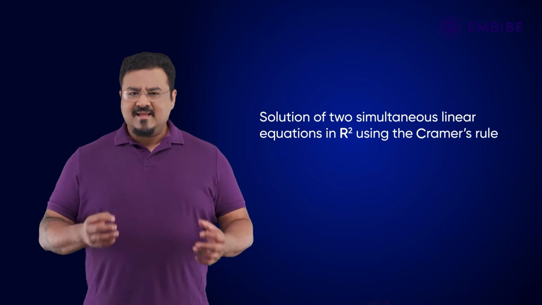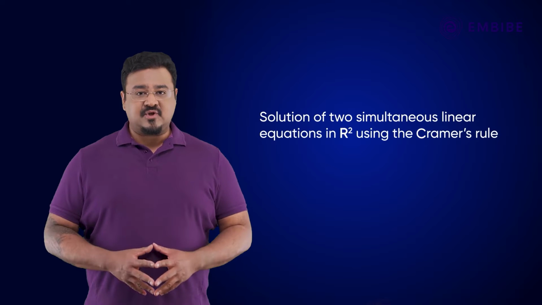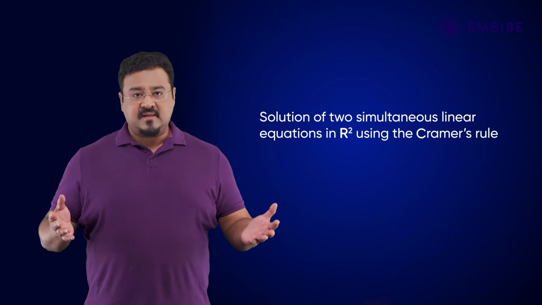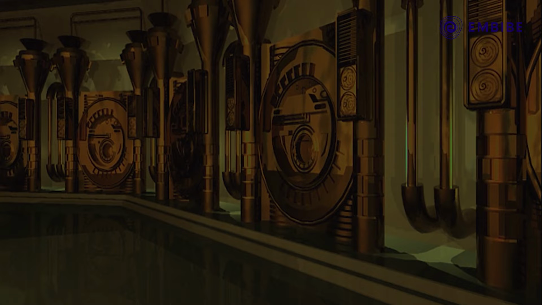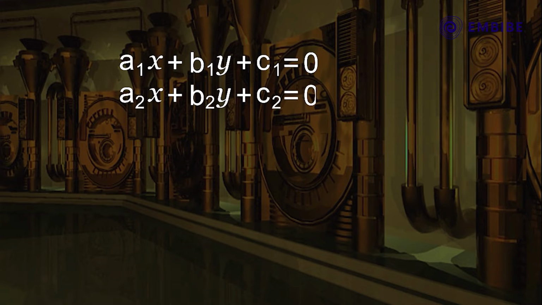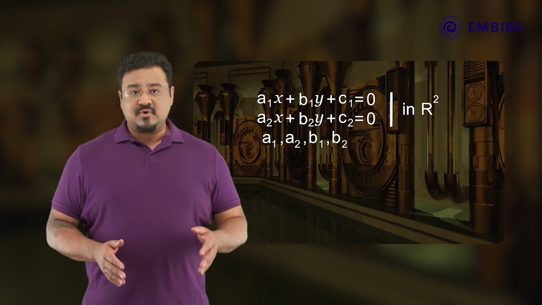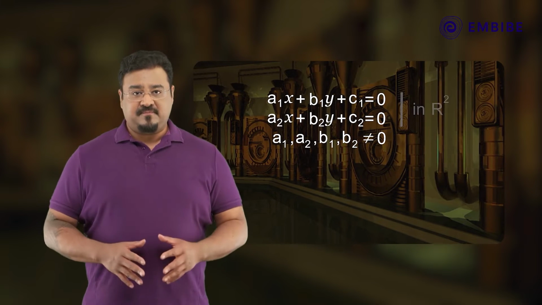So in this session, let's understand how to find the solution of two simultaneous linear equations in R2 using Cramer's rule. Suppose we want to solve the system a1x + b1y + c1 = 0, a2x + b2y + c2 = 0 in R2. Now we suppose that a1, a2, b1, b2 are all non-zero.